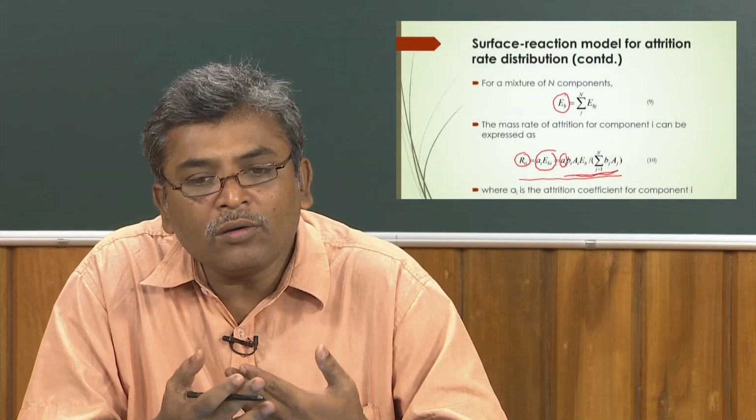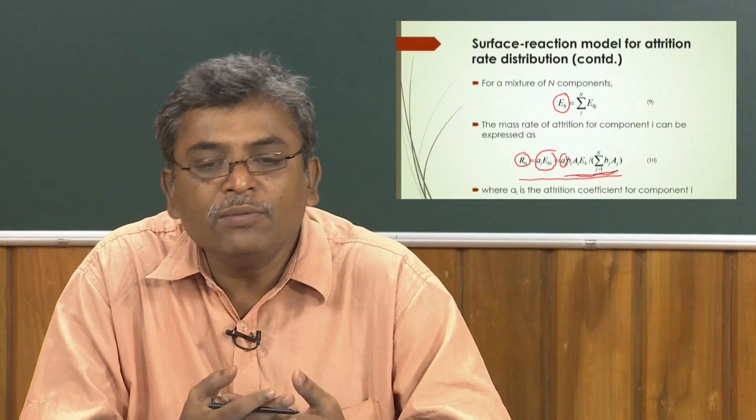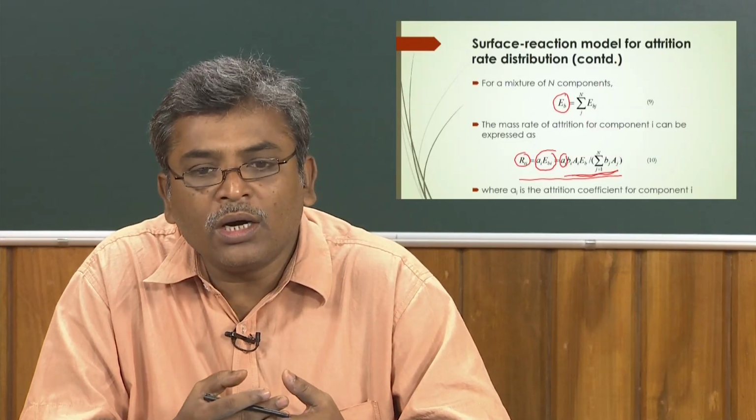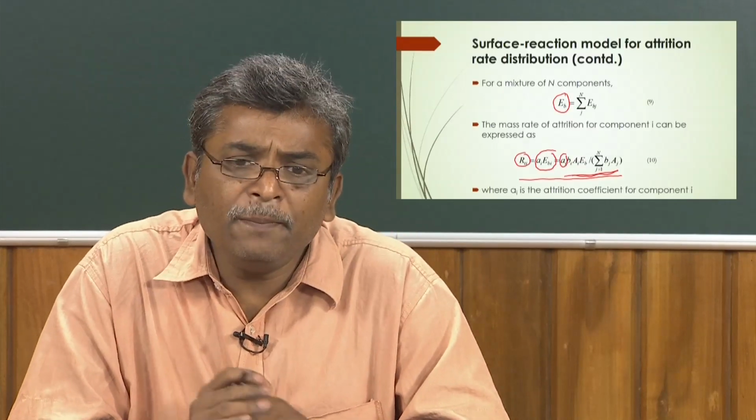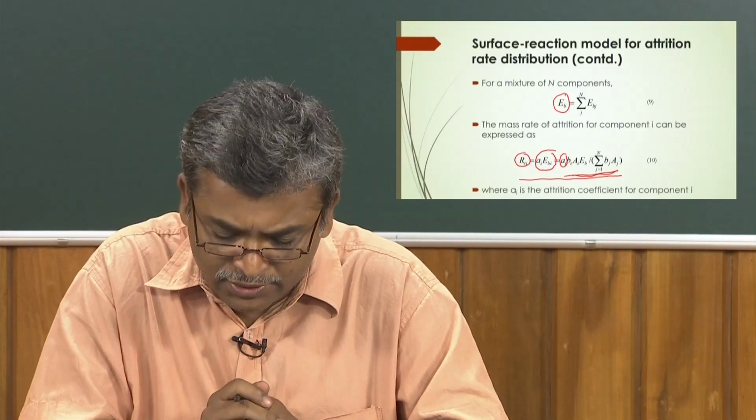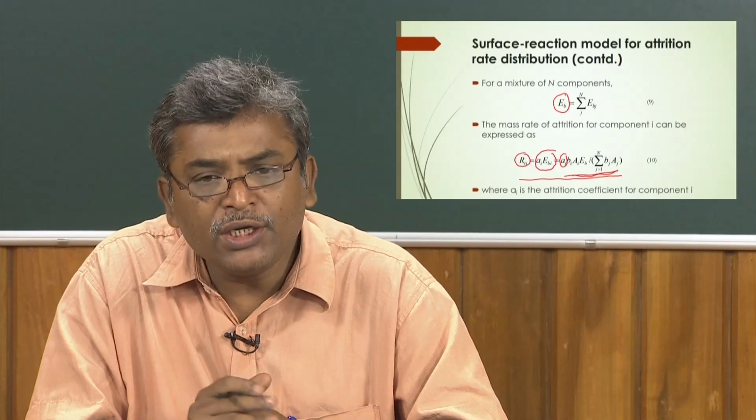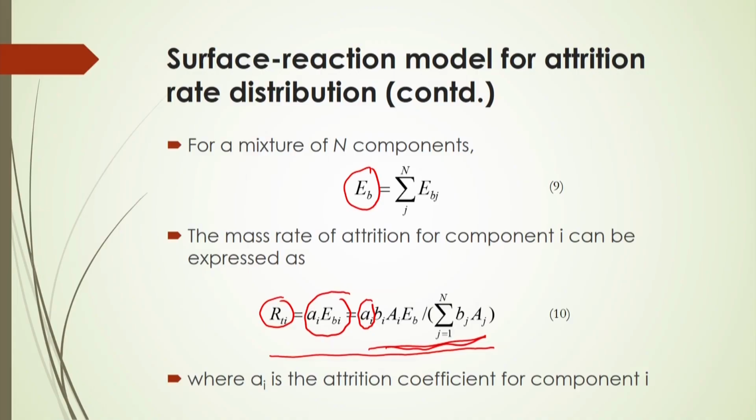Now, it is very difficult to actually calculate or experimentally estimate the energy required for an individual component. Though you can calculate from their surface energy, it will be better to know the total energy required. So, once you know the total energy required for that breaking, and if you know the individual surface energy after breaking, and then the coefficient B I for that, from those you can calculate the mass rate of attrition for component I.